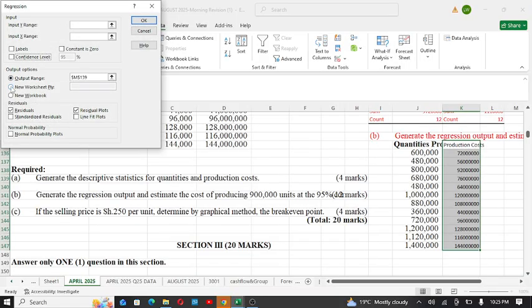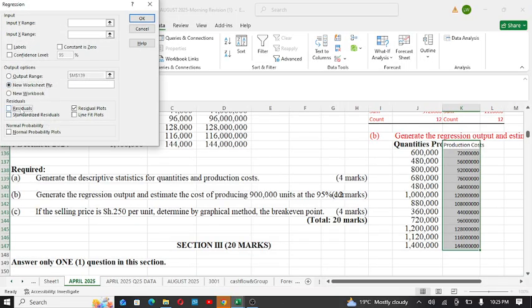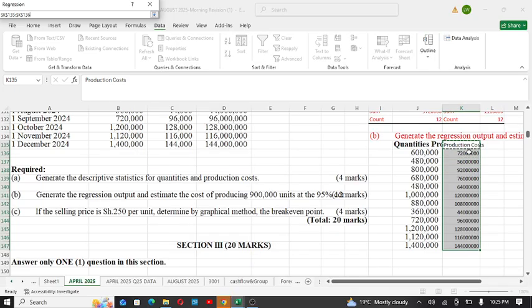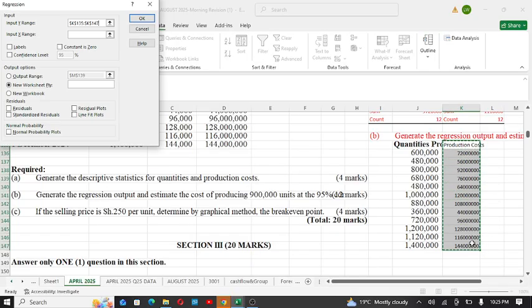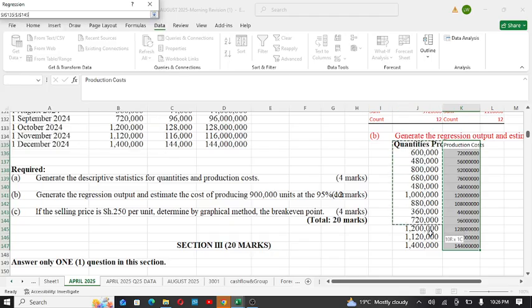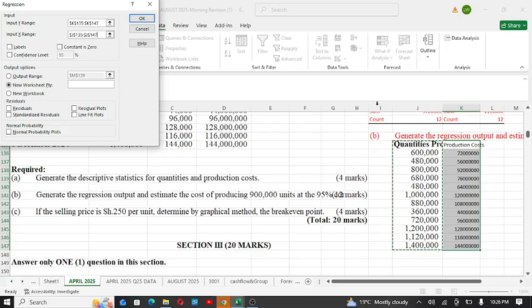Are we there? So what is our y? Our y we have determined is the production cost. Then what is our x? It is the quantities produced. Highlight including the heading. Then here mark labels because we have highlighted including the headings.